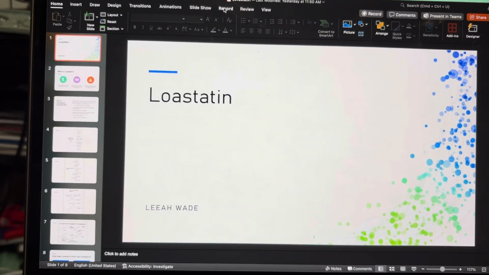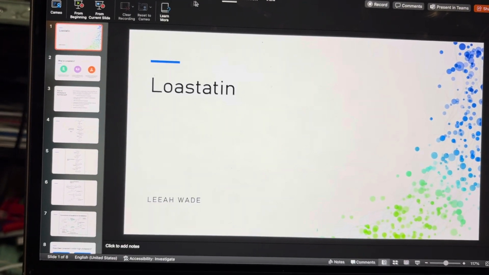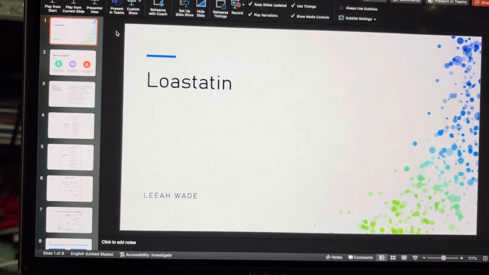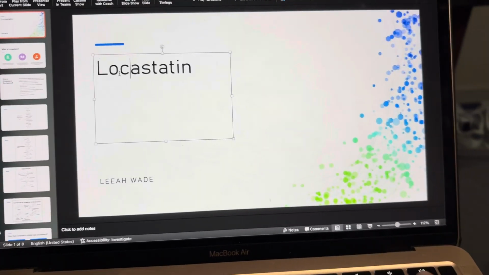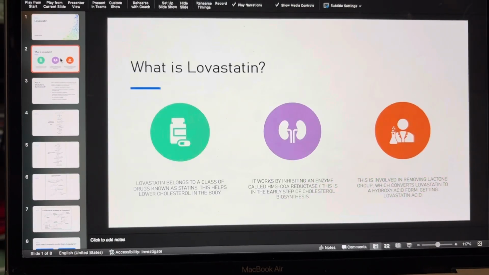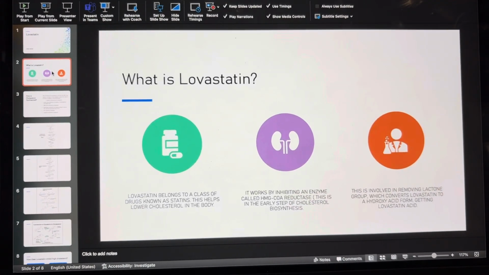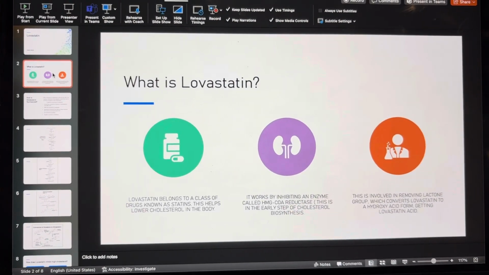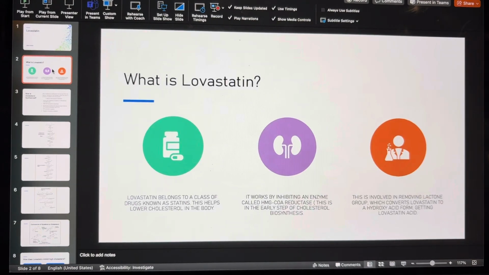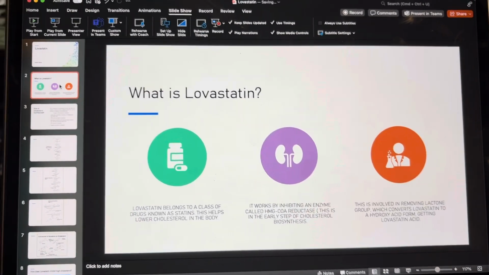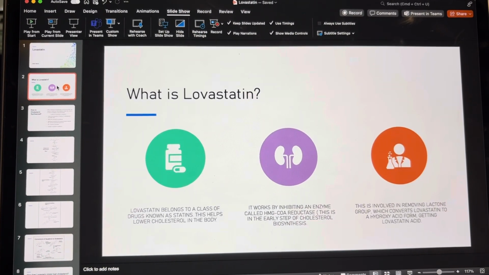Alright, so for this presentation, we're going to be talking a little bit about lovastatin. So just a little bit about this. What exactly is this? It's a drug. It belongs to a class of the statins. It helps lower cholesterol in the body.